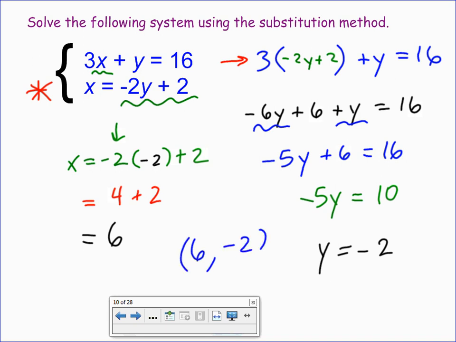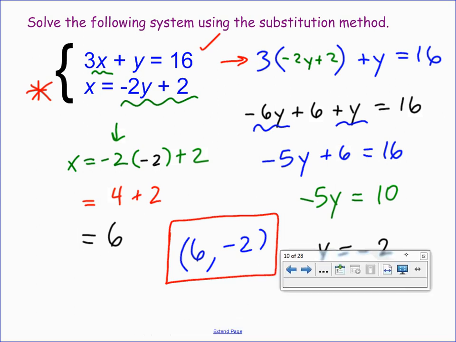So into the original. Here we go. Does 3 times 6, 18, plus a negative 2 equal 16? Yes. Does 6 equal negative 2 times negative 2, which is 4, plus 2? Yes, 4 plus 2 does equal 6, so I'm confident in my answer. Awesome. What questions do you have about the second one?